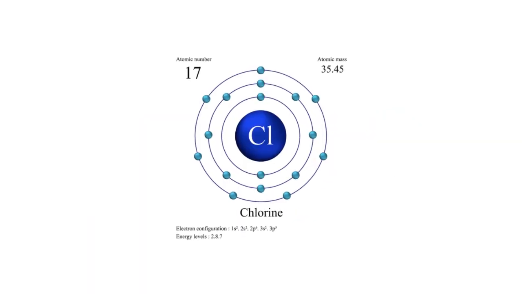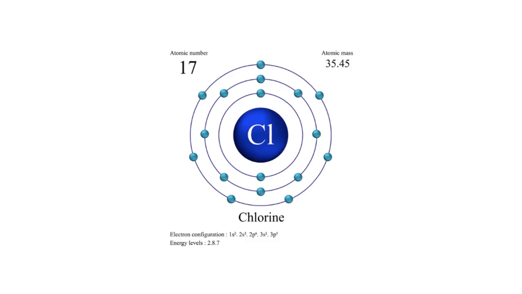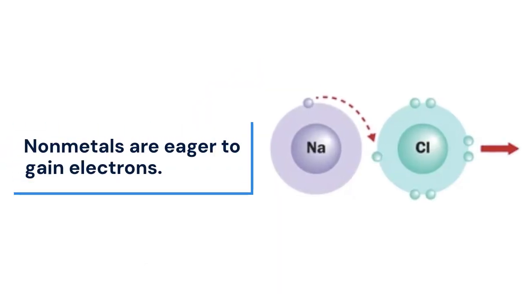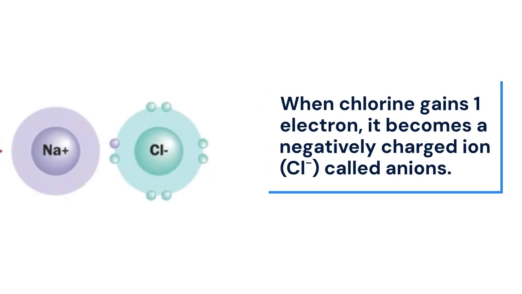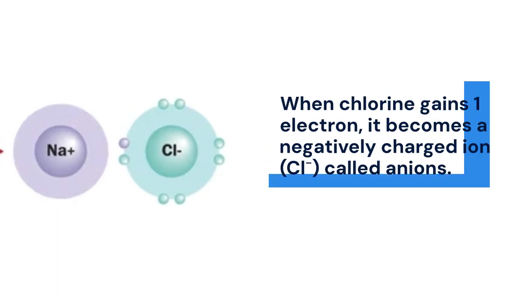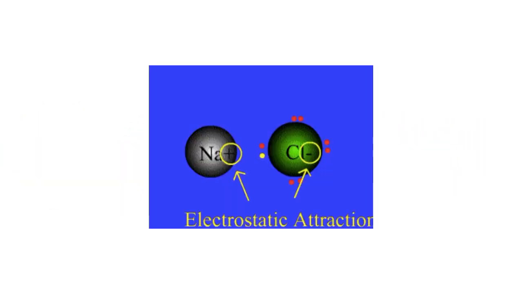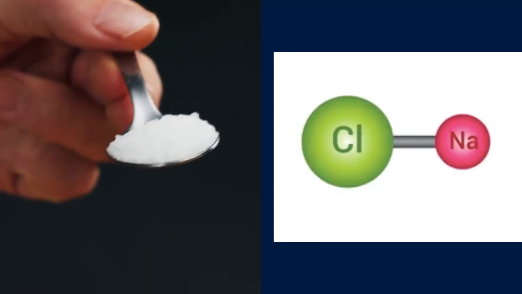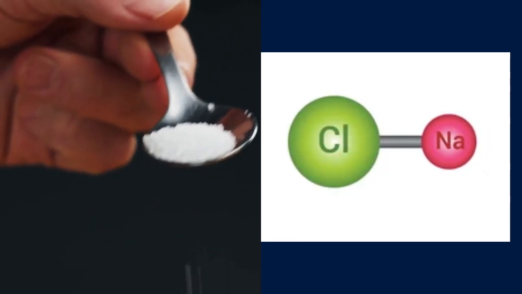On the other hand, nonmetals like chlorine, Cl, have 7 valence electrons and need just 1 more to reach 8. So they are eager to gain electrons. When chlorine gains 1 electron, it becomes a negatively charged ion called an anion. Now we have a positive ion and a negative ion. Opposites attract, and a strong electrostatic force pulls them together, forming an ionic bond. This is how common table salt, sodium chloride, NaCl, is formed.